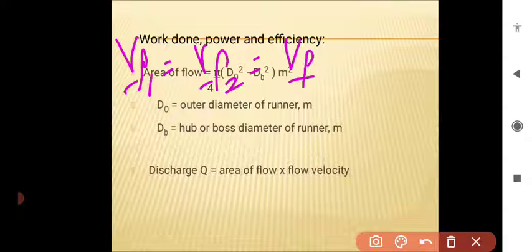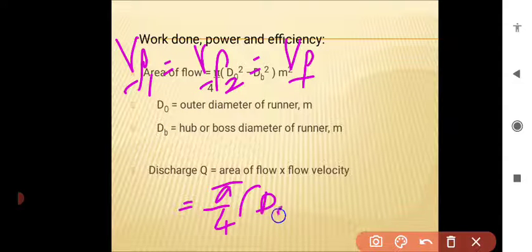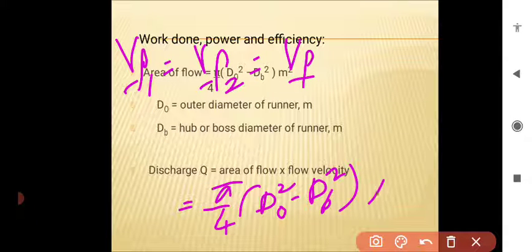Hence the discharge through the runner Q is equal to area of flow into velocity of flow. So that is equal to pi by 4 into (d naught square minus db square) into Vf. Okay, this is the discharge Q.